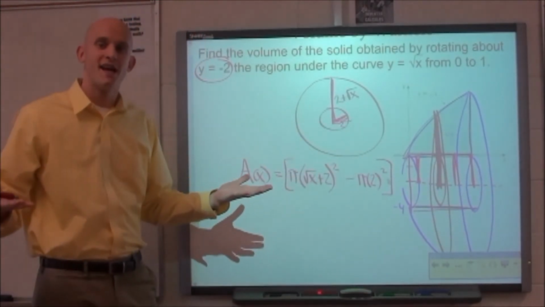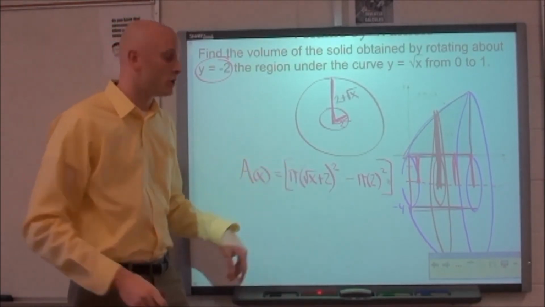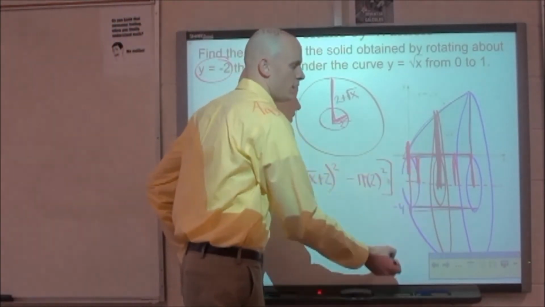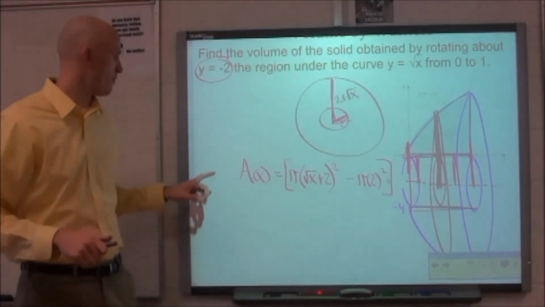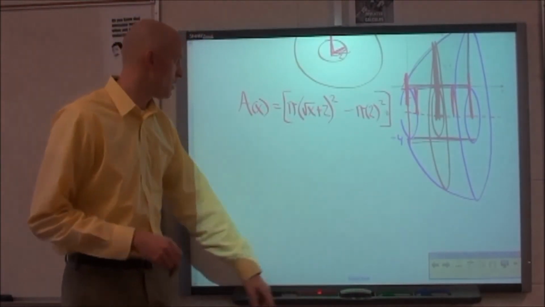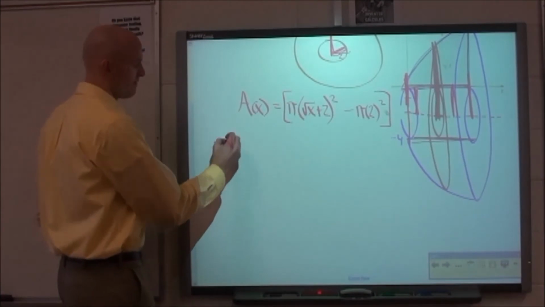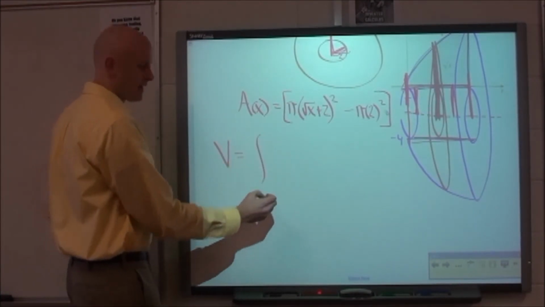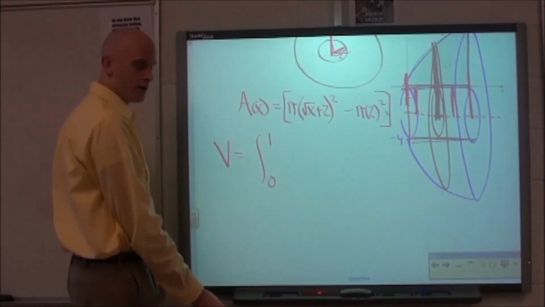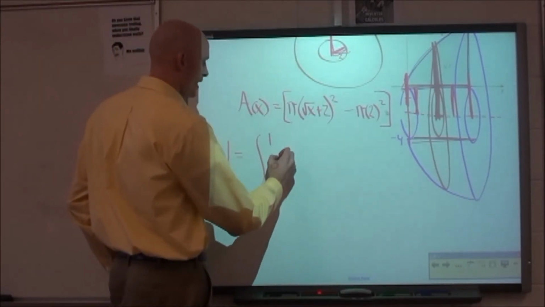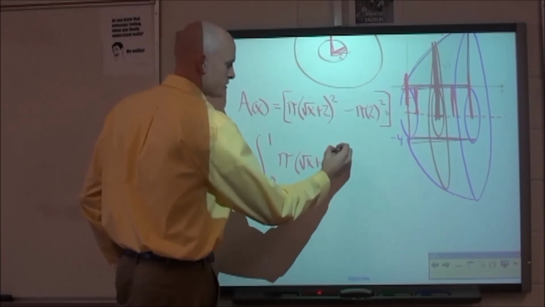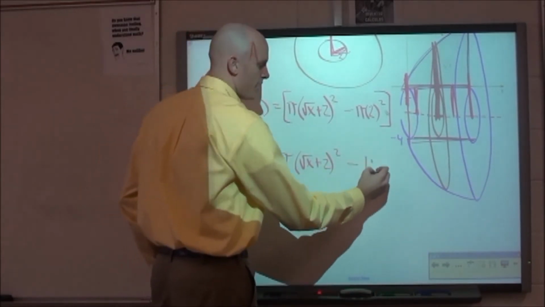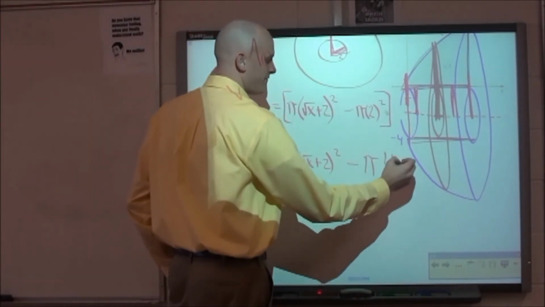And we will go ahead and integrate that from our lower limit of 0 to our upper limit of 1 in this problem. So doing so will give us the volume is equal to the definite integral from 0 to 1 of pi times the square root of x plus 2 squared minus pi multiplied by 4.